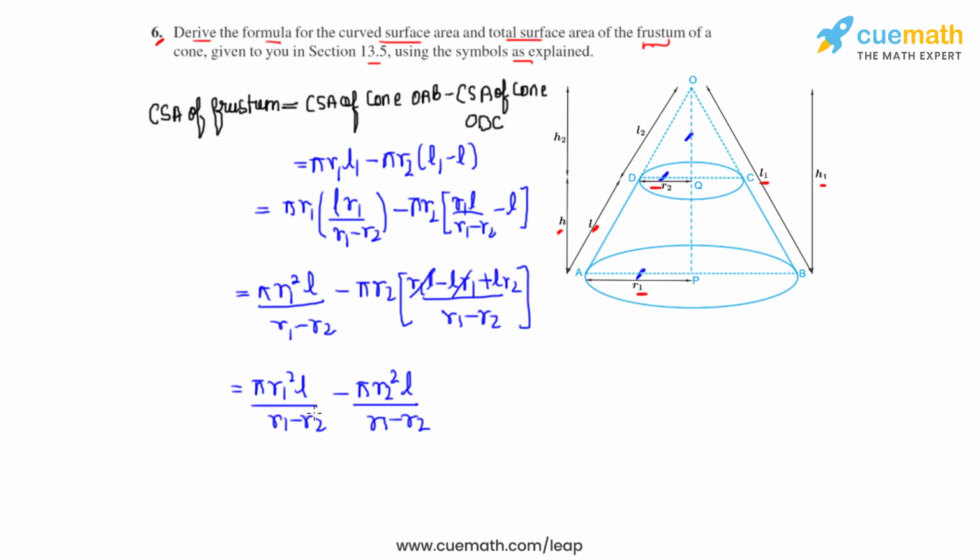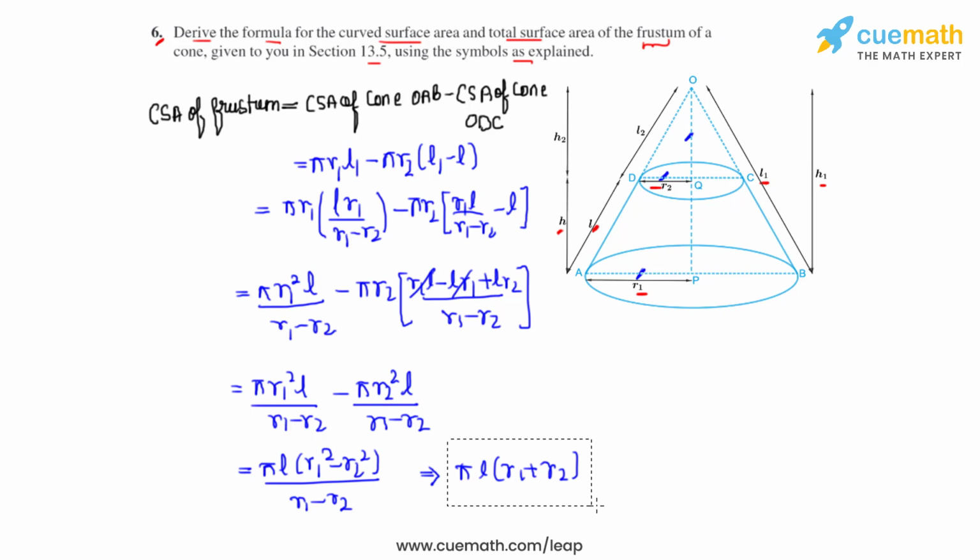What we can take common from both of these terms is pi L. What will be left inside is pi L times R1 square minus R2 square, and the whole is divided by R1 minus R2. On simplification, we finally get the answer as pi L times R1 plus R2, and this is the curved surface area of the frustum part, which is created from a cone.